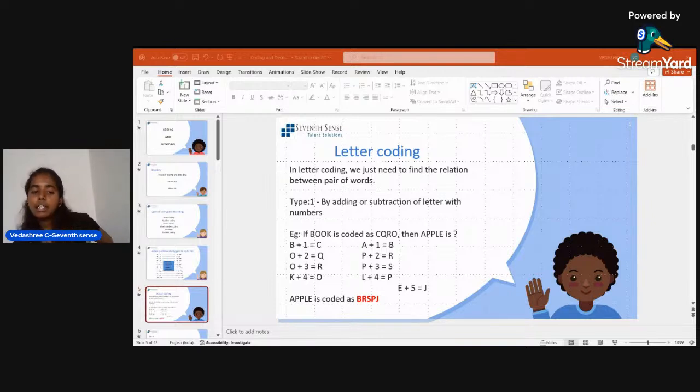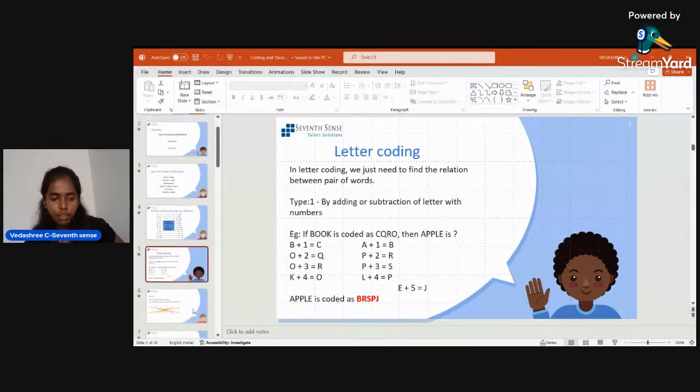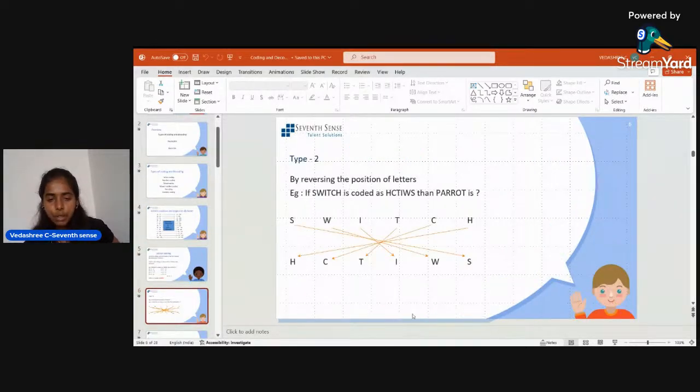Understood? So in letter coding, this is the type 1 problem, that is nothing but adding the numbers or subtracting the numbers, so adding or subtracting of letters with numbers. So this is the first type of problem in letter coding. Next we'll move on to the second type of problem. Type 2 is nothing but just reversing the positions of letters.